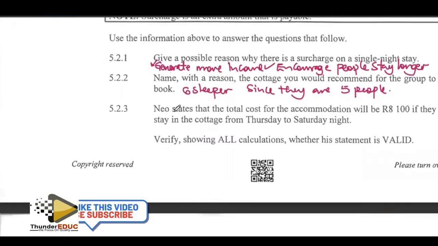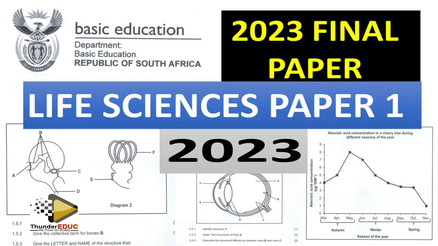5.2, 5 marks. It states that the total cost for accommodation will be 8,100 if they stay in the cottage from Thursday to Saturday night. Verify, showing all calculations, whether the statement is valid.